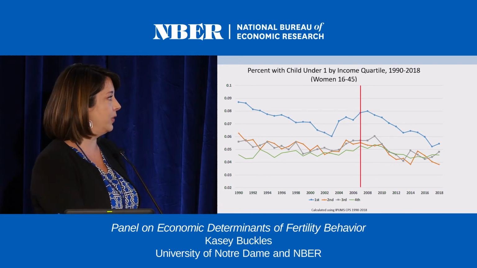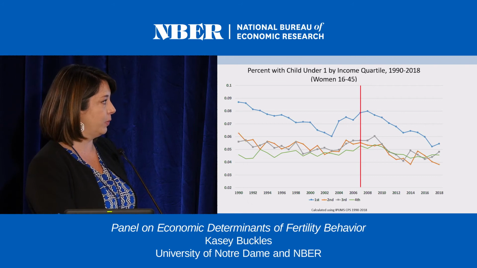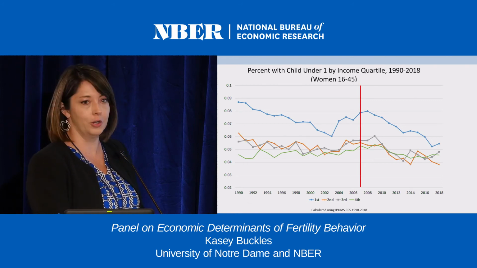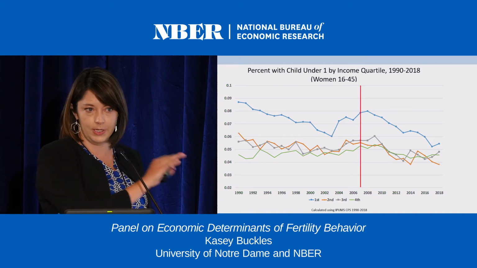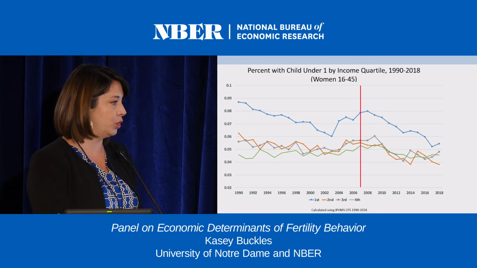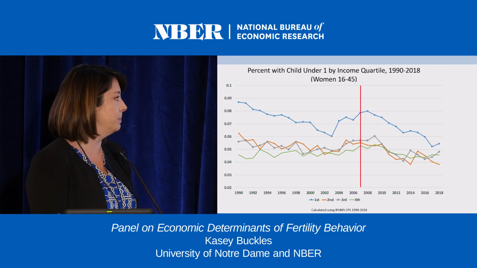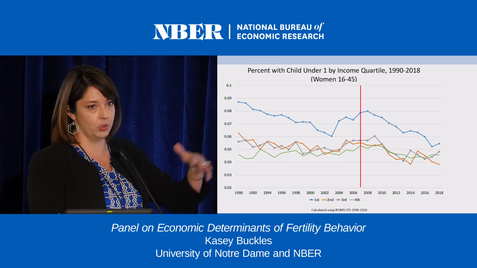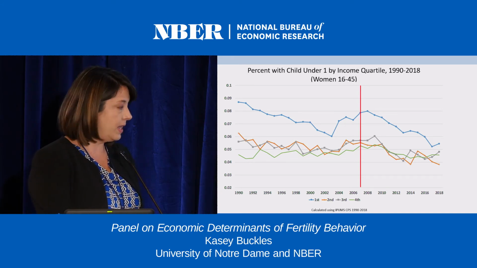So, I put this figure together really thinking about what's happening with the Great Recession, but I think one of the biggest things that jumped out to me is that we just have this long-term convergence in these income groups in their fertility, and that's similar to what Martha was showing us with education, where you have the lower income groups now having fertility that's more similar to those of the high income groups.